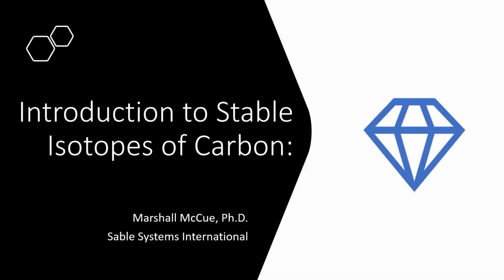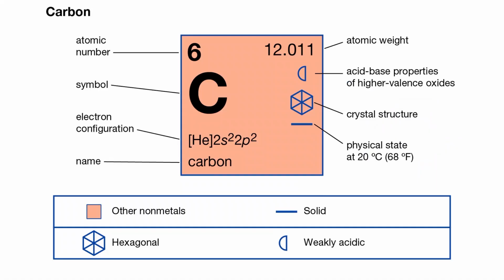In this short video, I'll describe the different isotopic forms of carbon and how isotopic compositions are calculated and reported. From a mass balance perspective, carbon accounts for nearly half of the dry mass of every organism. These carbon atoms create the backbones for proteins, lipids, and carbohydrates.